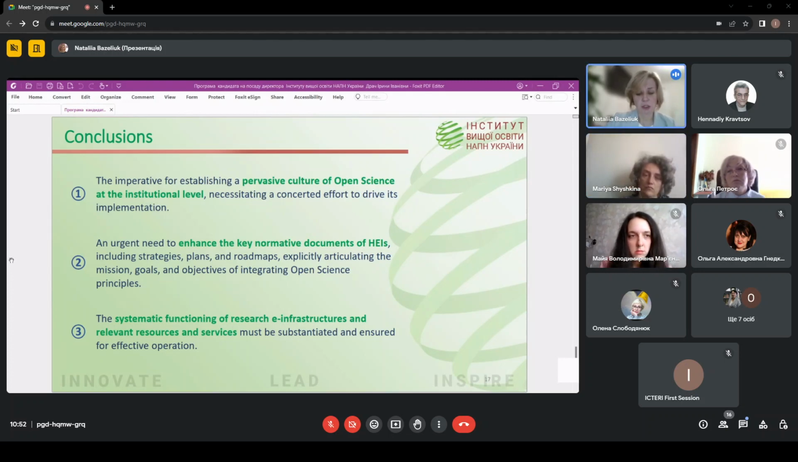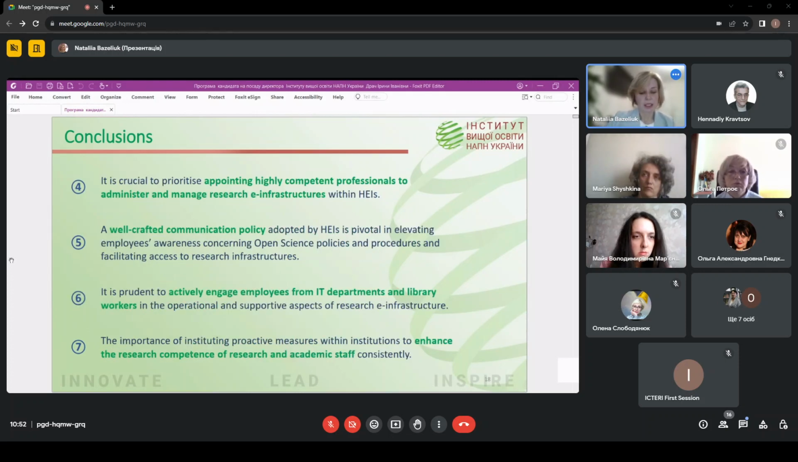Furthermore, the systematic functioning of research infrastructures and relevant resources and services must be substantiated and ensured for effective operation. It is crucial to prioritize appointing highly competent professionals to administer and manage research infrastructures within these institutions. This appointment will facilitate the seamless functioning and optimization of these vital structures supporting open science. A well-crafted communication policy adopted by higher education institutions is pivotal in elevating employees' awareness concerning open science policies and procedures and facilitating access to research infrastructures.